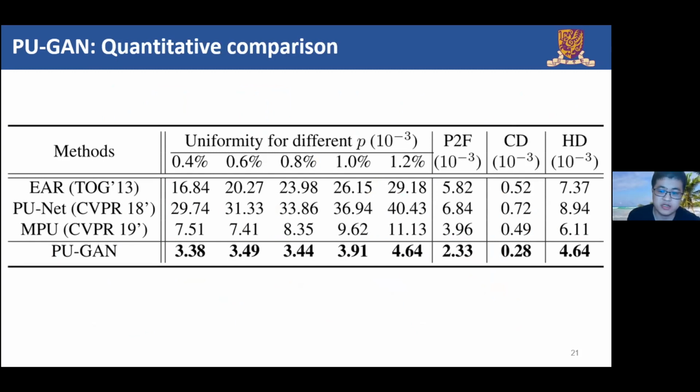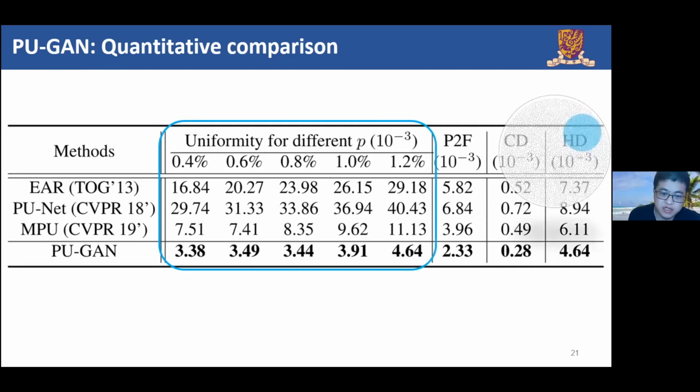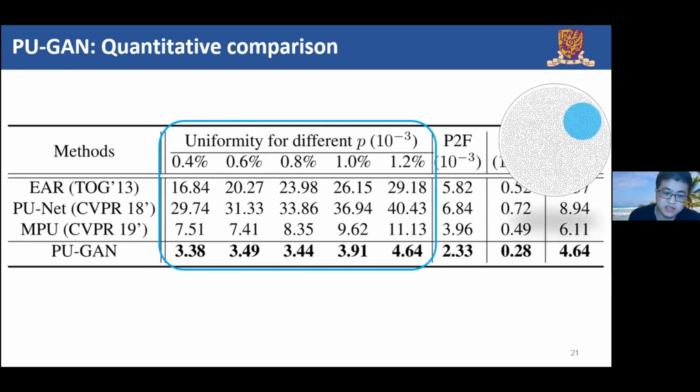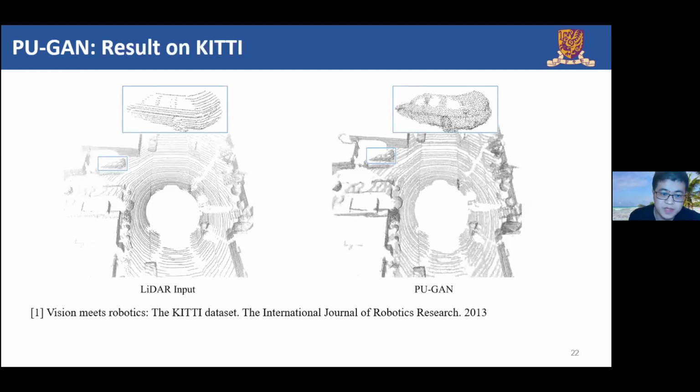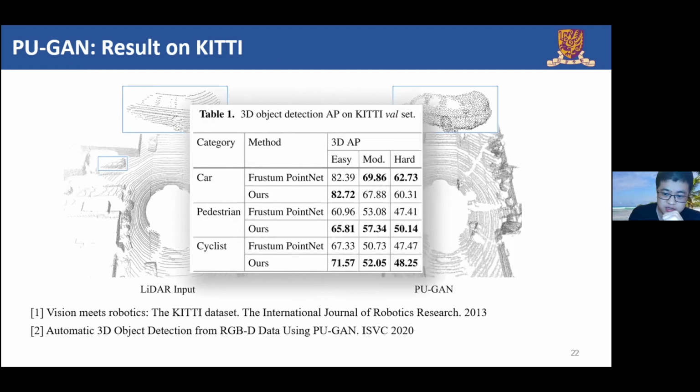Our network actually achieves better performance for all the evaluation metrics. Particularly for the uniformity, our method also achieves better results, indicating that the points generated by our method are much more uniform. Here we also first conduct the upsampling on the real scanned KITTI dataset. It indicates that our model can generalize directly to the real scanned data without additional training. There is also another research demonstrating that our upsampled result can help with 3D detection.